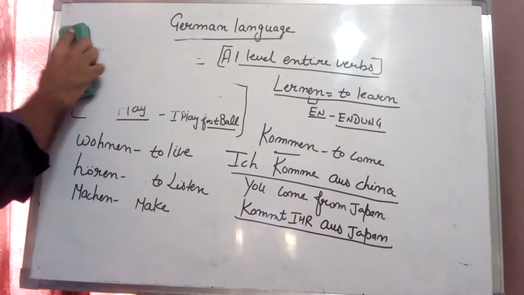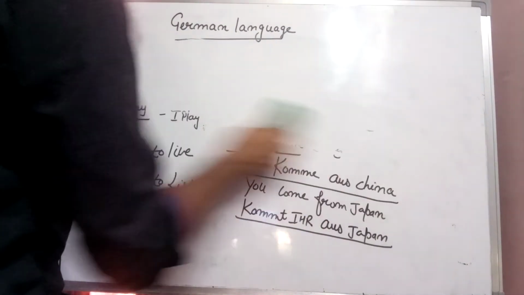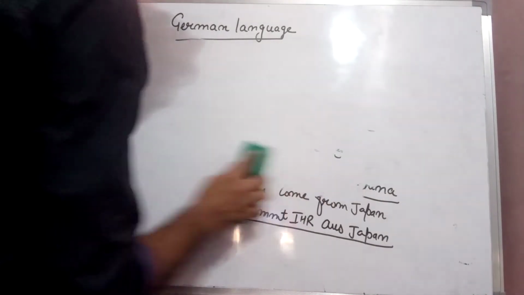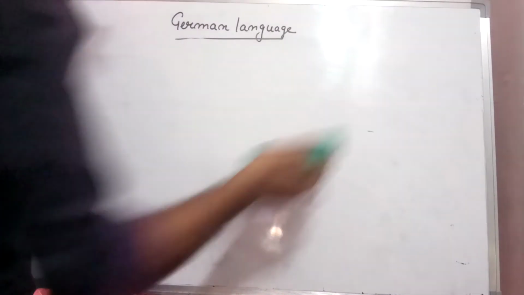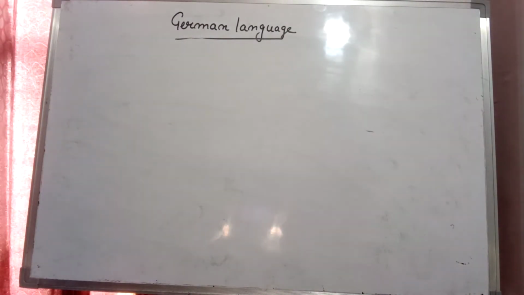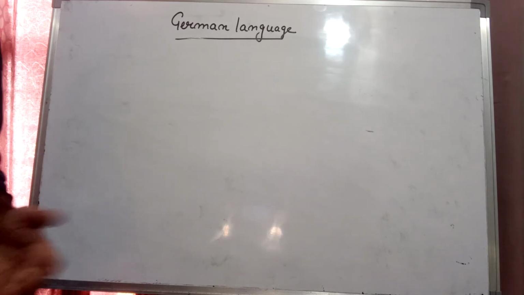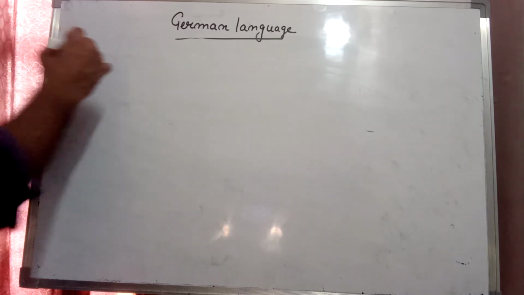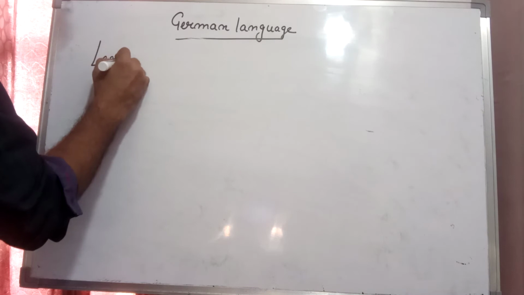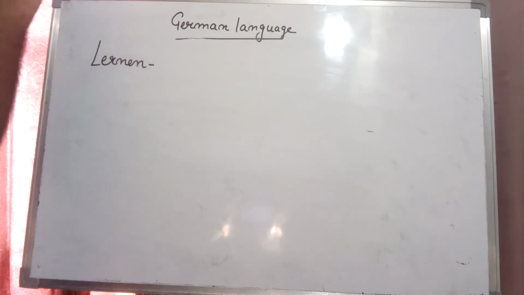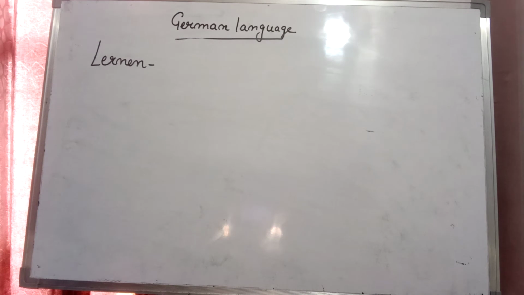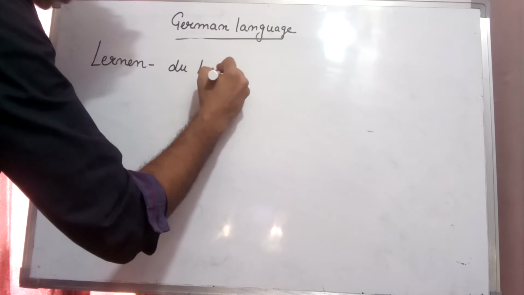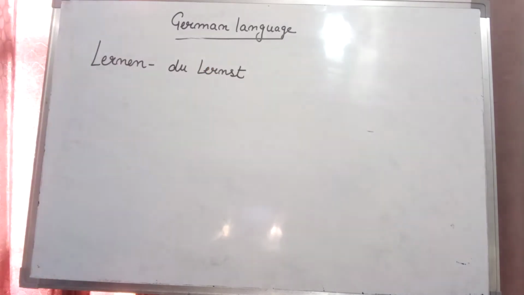Okay, let's move to a pattern. See, in the German language, we have regular and irregular verbs. With the regular verbs we have endings, and with the irregular verbs we don't have an ending. Is it clear to you? So for example, if we have the verb lernen and I want to convert it for du, that is du lernst. Is it clear to you?